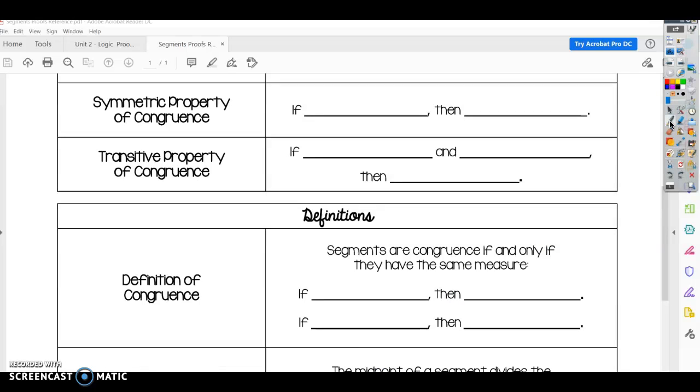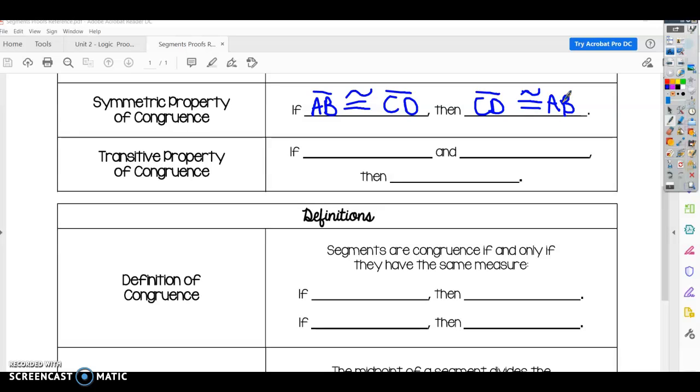All right, the next property we're going to look at is the symmetric property of congruence. The symmetric property is going to be if you have a segment, let's say AB, and we're going to put the line over it to represent that it's a line segment, is congruent to CD. The symmetric property says you basically switch the order, so that means CD would be congruent to AB. All right, so that is your symmetric property.